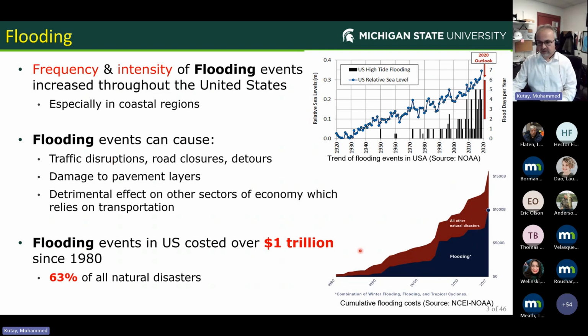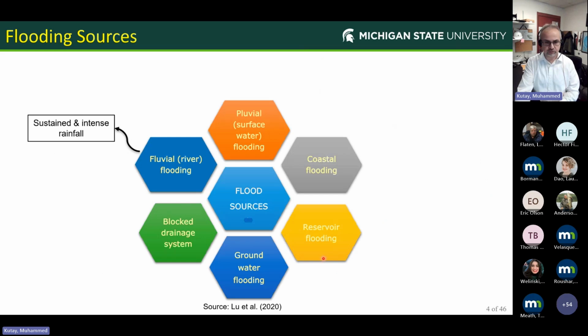If you look at the NOAA website again, from the 1980s all the way to 2017, the amount of flood and all the natural disasters and how they are increasing, there's definitely an increase in the cost of the extreme events and how we respond to and deal with them. And if you look at this data, roughly 63% of all the natural disasters are because of flooding. So clearly, flooding is a major issue.